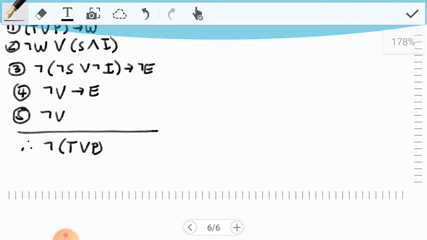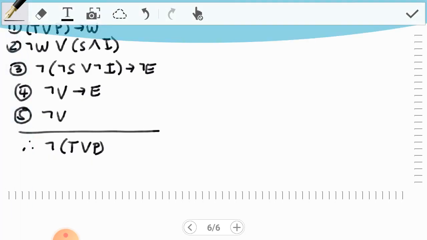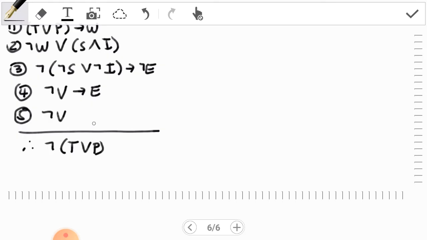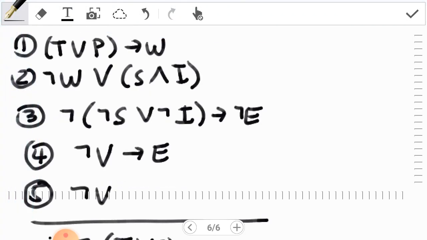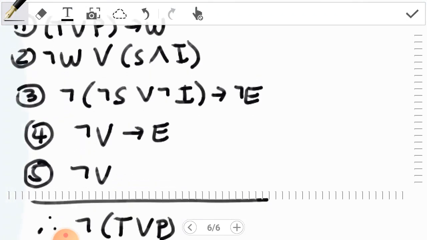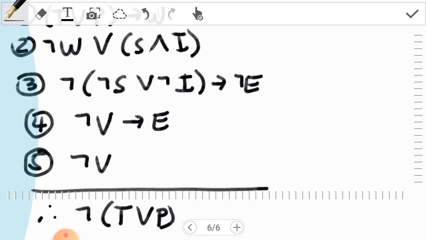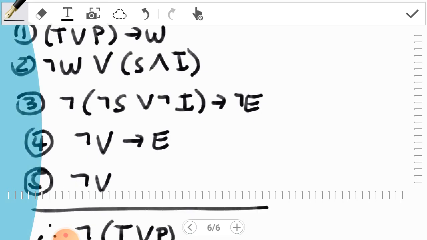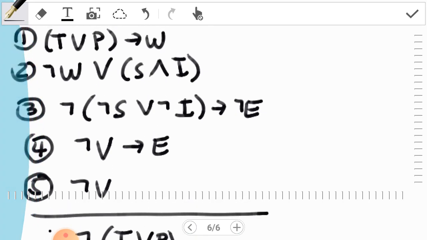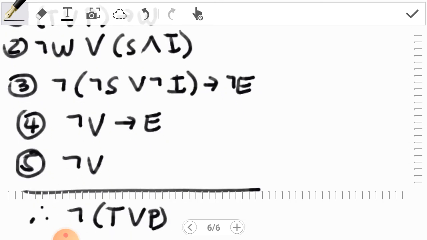Okay. Where do we find our conclusion? We have T, not T or P. T or P is in the first premise. So most likely we will be obtaining our conclusion from premise number 1. Therefore, propositions T and P must be left behind. So what do we need to get rid of? We need to get rid of W, S, I, and E.